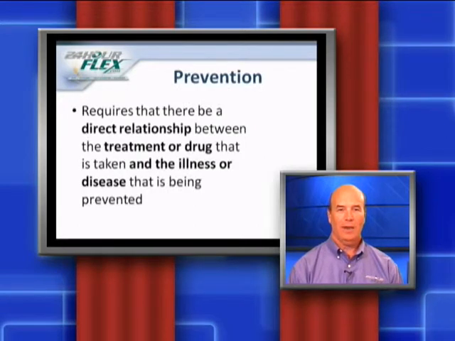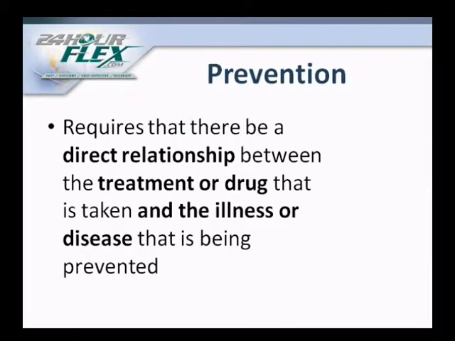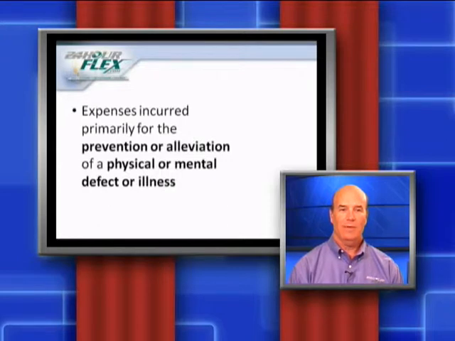Prevention. This requires that there be a direct relationship between the treatment or drug that is taken and the illness or disease that is being prevented. A bad example would be vitamins. Generally speaking, there is no causal relationship between vitamins that you take and a specific illness or disease that you are trying to prevent or cure. The expenses must be incurred primarily for the prevention or alleviation of a physical or mental defect or illness.